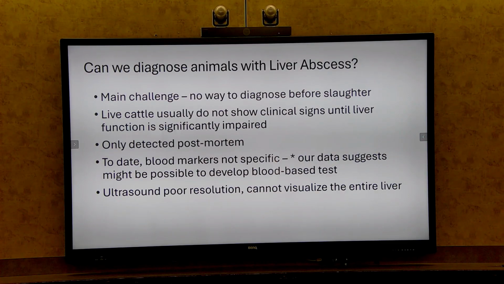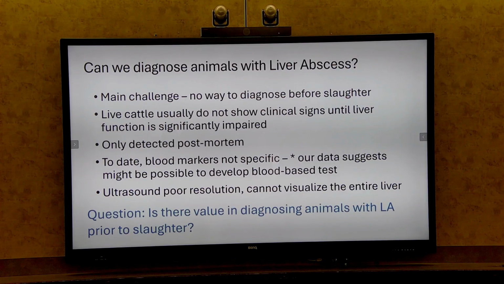One of the other things that's been used is ultrasound of the liver to see if you can visualize any abnormalities in the liver, but it's quite hard to visualize the entire liver. So you might catch some of them, but some of them might be invisible to the ultrasound. So one question, I've got some feedback from producers about this, is there actually value in diagnosing an individual animal with a liver abscess prior to slaughter? If you have thoughts on that, feel free to let me know after.